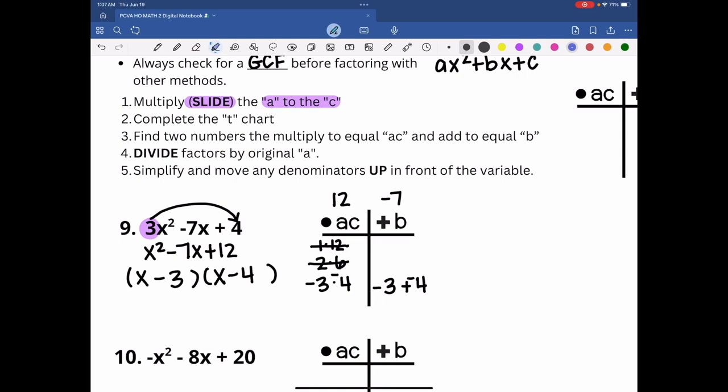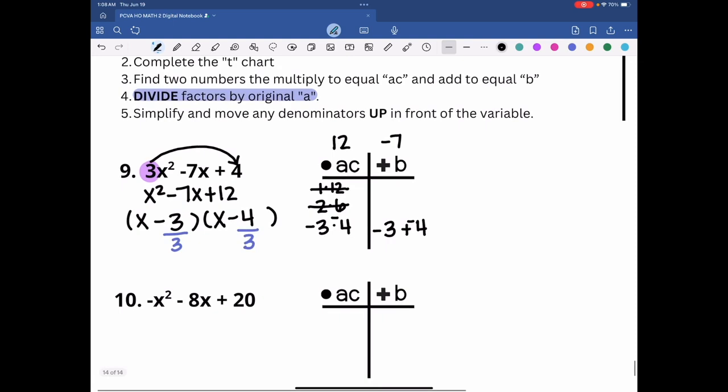We're going to divide the original A back into the two numbers. So we're going to say negative 3 divided by 3 and negative 4 divided by 3. Right here we slid the 3. So once we get our combination of numbers over here and write it, we need to go back and divide it into both of them and get back to where we were originally. And simplify. So x minus 3 divided by 3, that's going to be x minus 1.